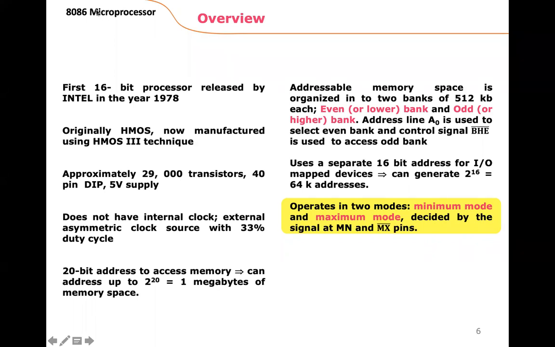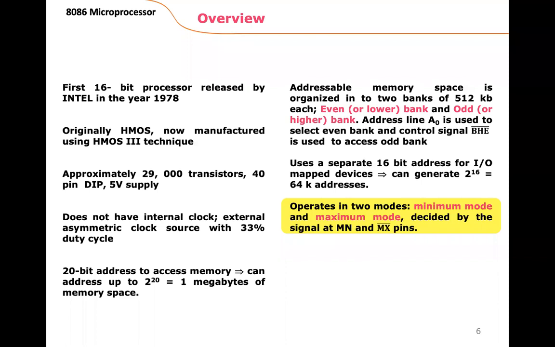Clear? So our accessible memory is 2 to the power 20. 2 to the power 20 means 1 megabyte of memory space, internal memory space.